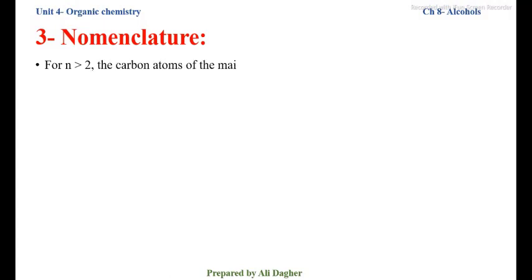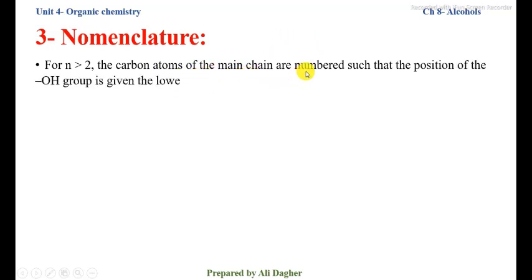Now, if the number of carbon atoms is bigger than 2, the carbon atoms of the main chain are numbered such that the position of the OH group, the hydroxyl group, is given the lowest possible number. In the example, we'll explain it.